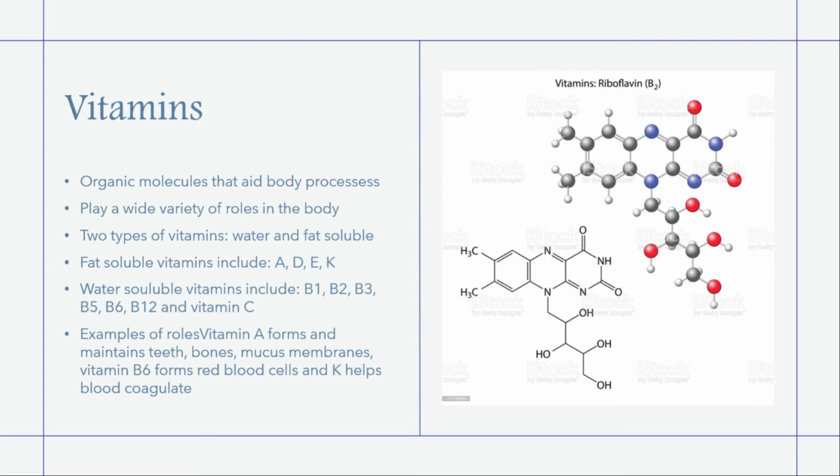Vitamins. Vitamins are organic molecules that help regulate bodily processes, often working with enzymes. There are two types of vitamins, fat-soluble and water-soluble. Fat-soluble vitamins include vitamins A, D, E, and K. Water-soluble vitamins include vitamins in the B complex group as well as vitamin C. Examples of roles they play: vitamin A helps form and maintain teeth, bones, mucous membranes, and skin. Vitamin B6 helps form red blood cells, and vitamin K can help with blood clotting if your skin gets cut. This is a molecular diagram of vitamin B2.